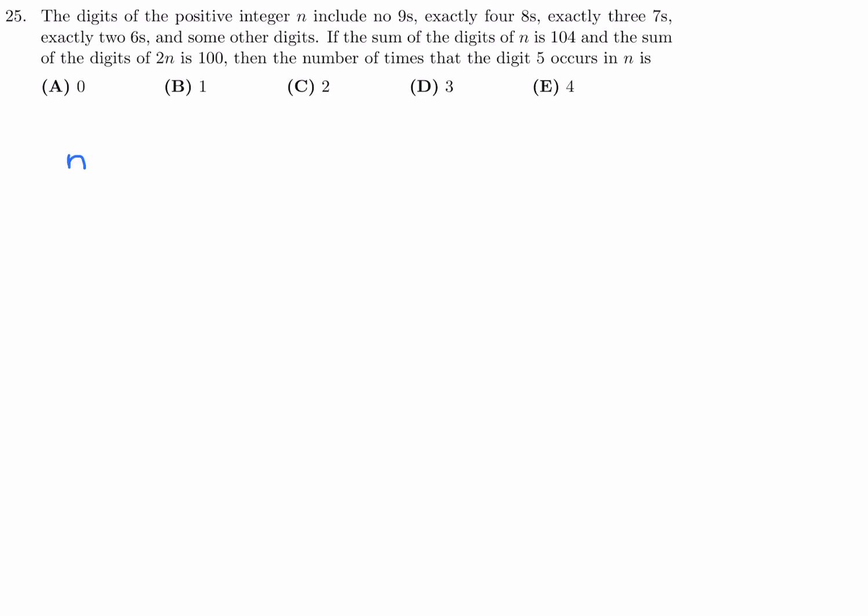Well, n is some number. It's got 4 8s, 3 7s, 2 6s, and then a bunch of other digits. I have no idea what those digits are. But they tell me that the sum of the digits is 104. Well, so far, what is the sum of the digits?